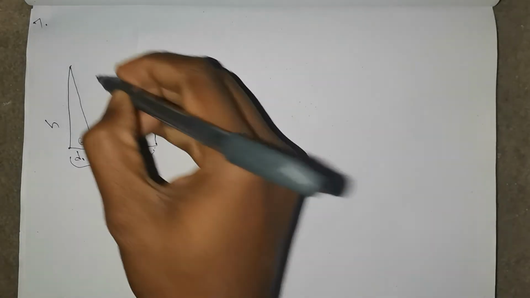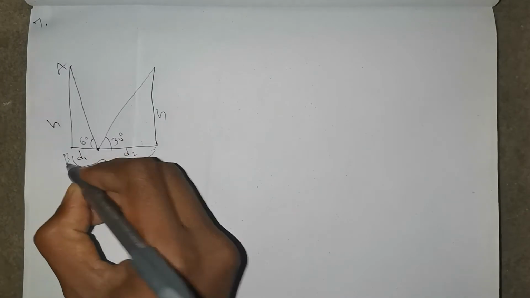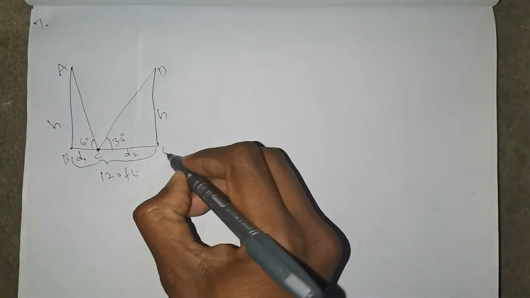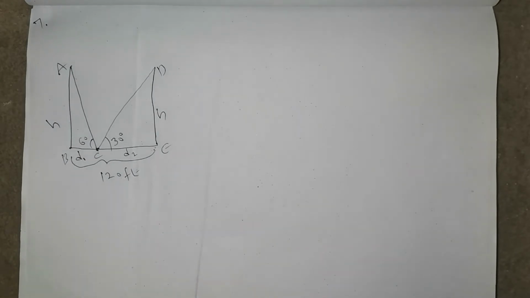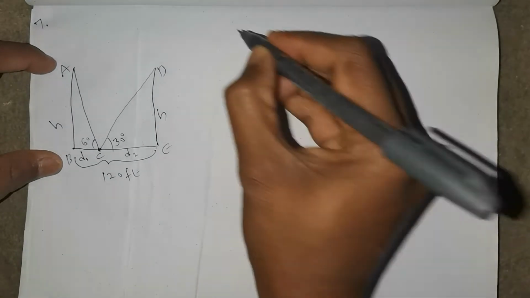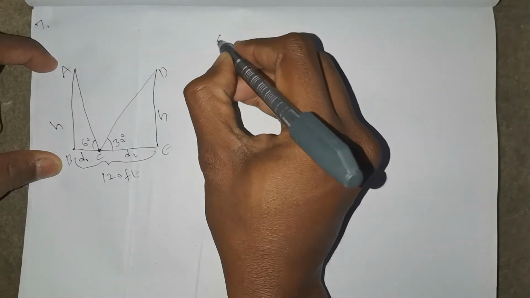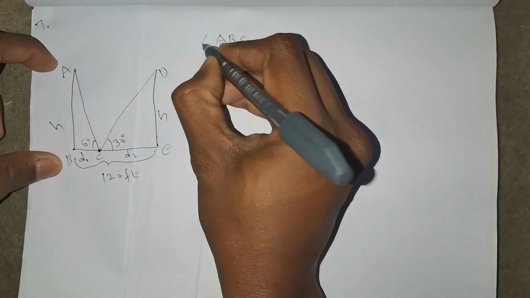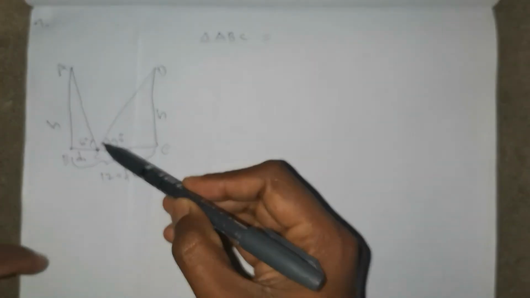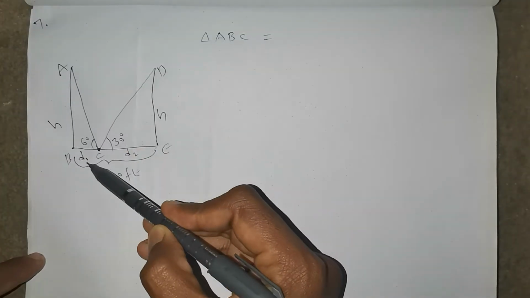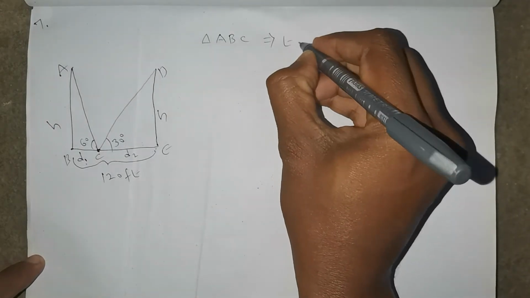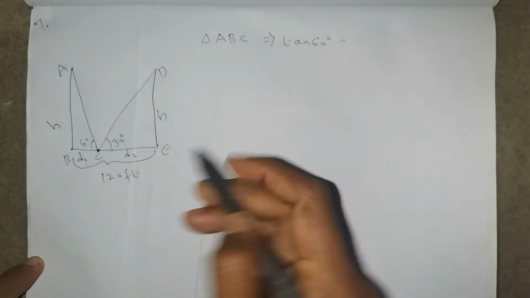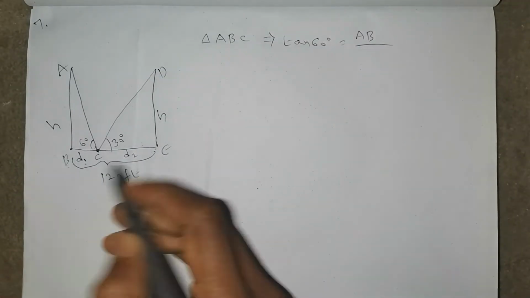Okay, so let us write some names for this. This is A, B and C. This is D and this is E. So we have two triangles here. One is triangle ABC and one is triangle DCE. So if I take this triangle ABC, here the angle is there, this is opposite, this is adjacent. So what do we need to take then? Tan. So tan 60 is equal to opposite AB divided by adjacent BC.